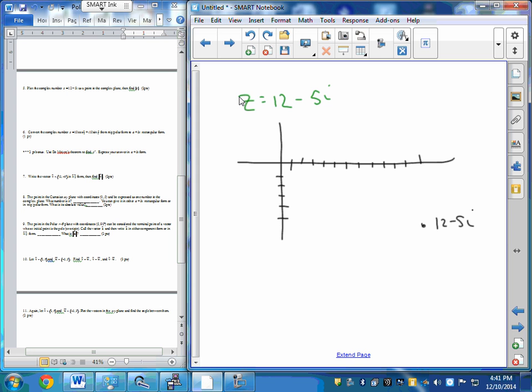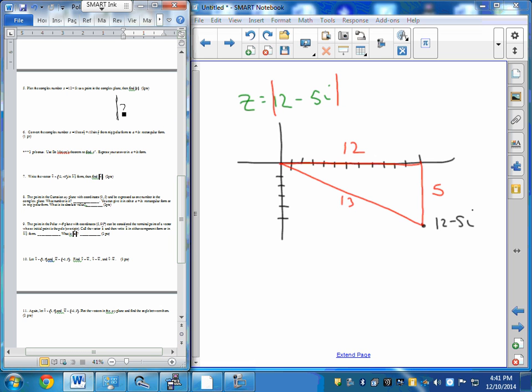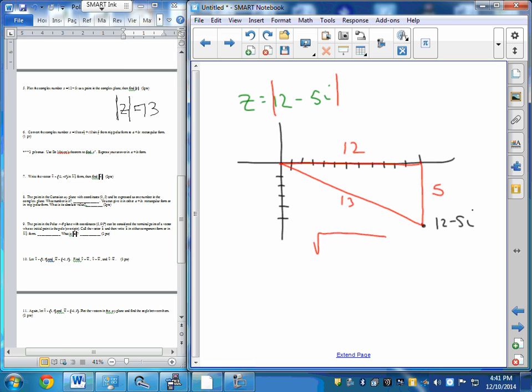And the second part says, what's the absolute value of that? Well, remember, absolute value is just distance away from the origin. So we have this little triangle here, and this is one of our Pythagorean triples from geometry, 5, 12, 13. So sure enough, the absolute value of Z is 13. Now, if you don't recognize the 5, 12, 13 triangle, and you had to write the square root of 12 squared plus 5 squared, square root of 144 plus 25, square root of 169, square root of 169 is 13. But shame on you if you don't recognize that from geometry.